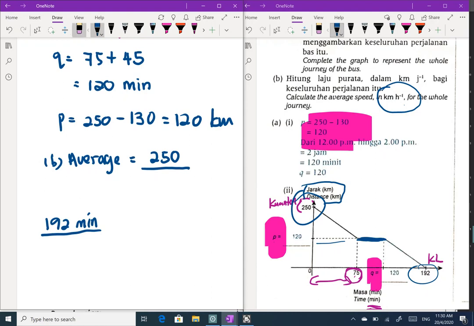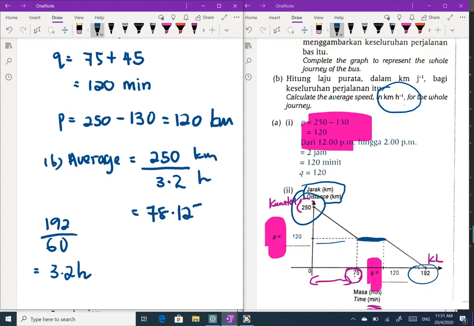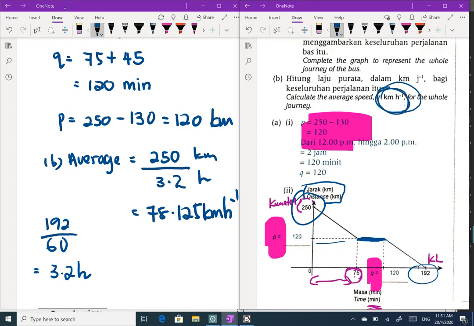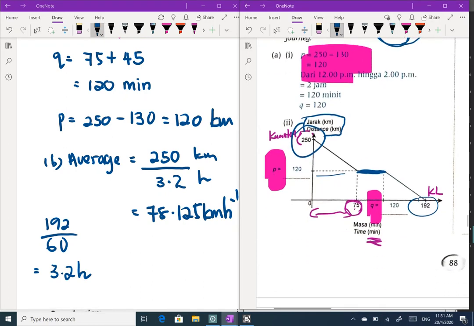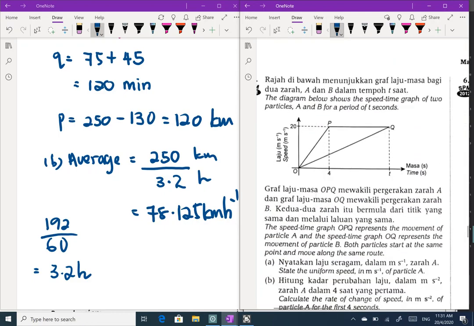Minutes you want to change to hours, so you need to divide by 60，你一定是要除60嘛，所以你才会拿到小时，所以是3.2 hours. So divide by 3.2 hours. So you will get the unit. So you will get 78.125 kilometer per hour. Remember, this is the unit. Okay, question 4, I skip, you do it yourself.